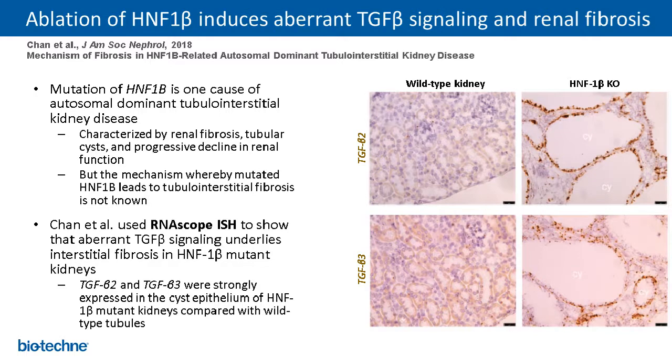Mutation of the gene HNF1B is one cause of an autosomal dominant tubulointerstitial kidney disease. This is characterized by renal fibrosis, tubular cysts, and progressive decline in renal function. But the mechanism whereby mutated HNF1B leads to tubulointerstitial fibrosis in HNF1 beta mutant kidneys is still not known. So these authors used RNAscope to show that aberrant TGF-beta signaling underlies this interstitial fibrosis in these mutant kidneys. They found that specifically TGF-beta 2 and TGF-beta 3 were strongly expressed in the cyst epithelium of HNF1-beta mutant kidneys compared to the wild-type kidneys.